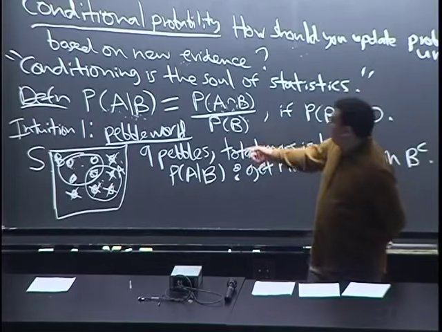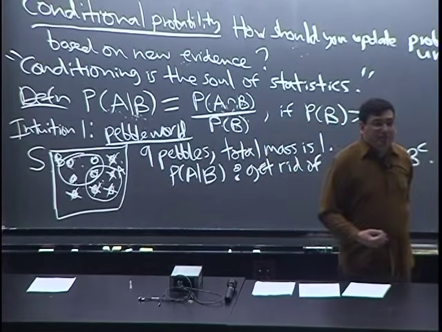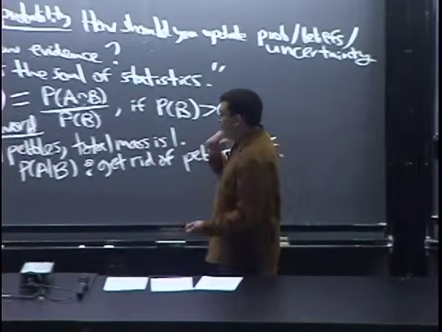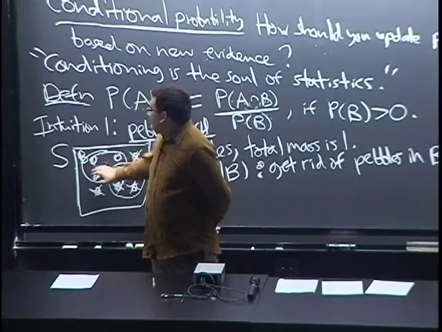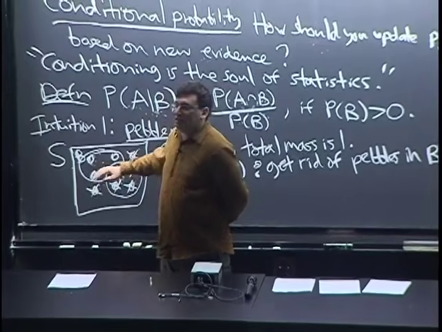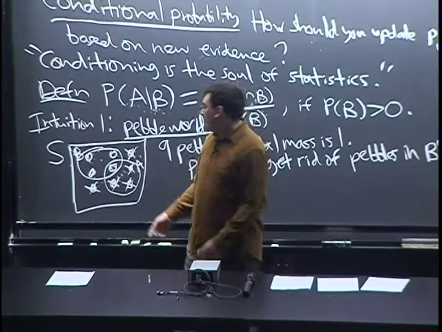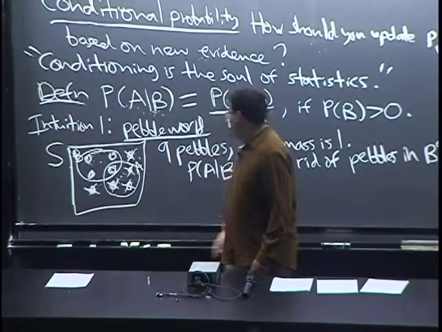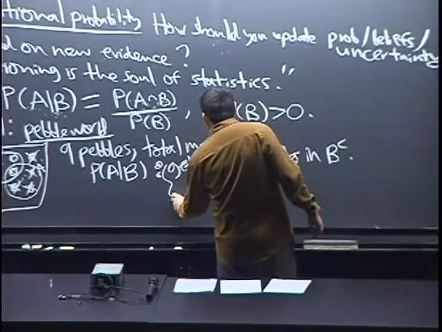The only question is, why do we divide by P of B? And the reason is that it is an obvious technical difficulty. I said, get rid of these pebbles that are not in B, and then just do what we were doing before. The only problem is when we got rid of those, now these ones don't have total mass 1, right? So all we do is renormalize.